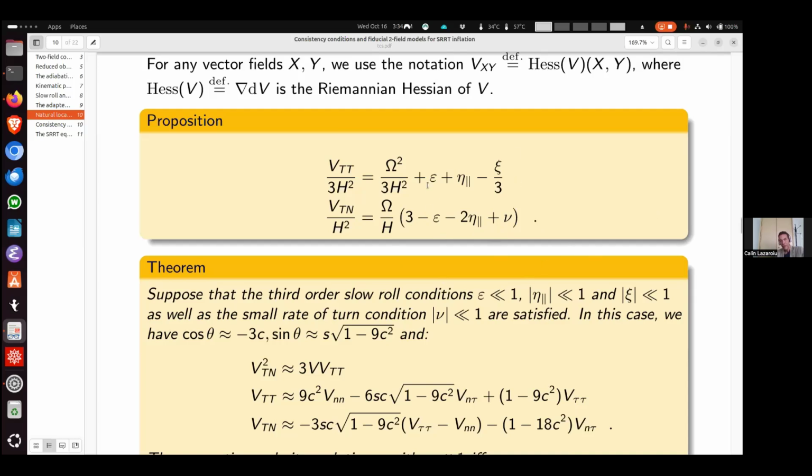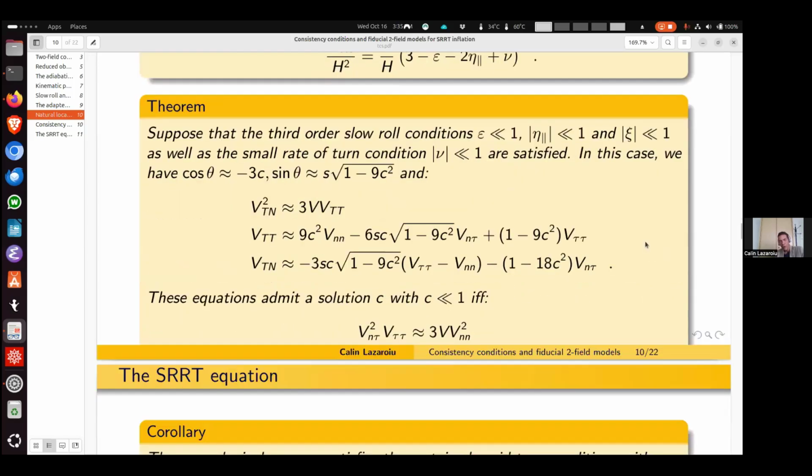So in the first relation, you have the first, second, and third adiabatic slow roll parameters, and then you have this thing, omega, which is sometimes called the turning rate. And in the second, you have the turning rate divided by the Hubble parameter, multiplying some expression which contains the first and second adiabatic slow roll parameters and the second turn parameter nu. This follows by a computation, and I stated it as a proposition. So now with this, you can prove the following theorem.